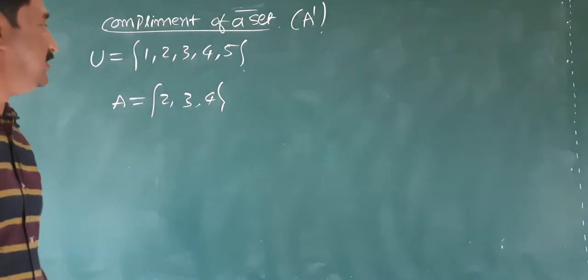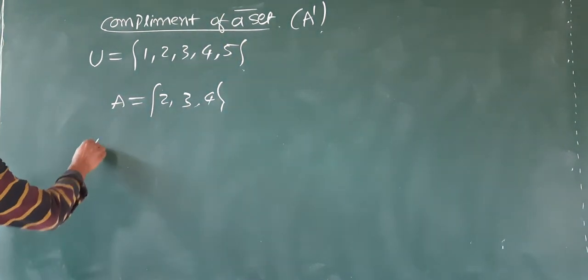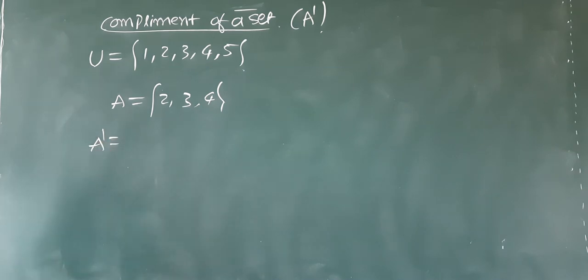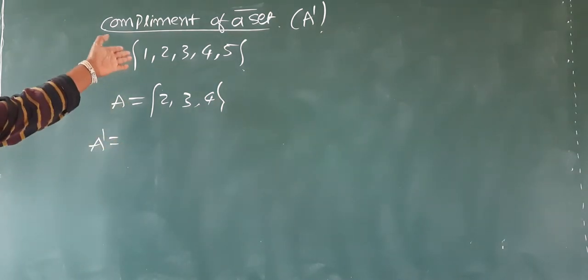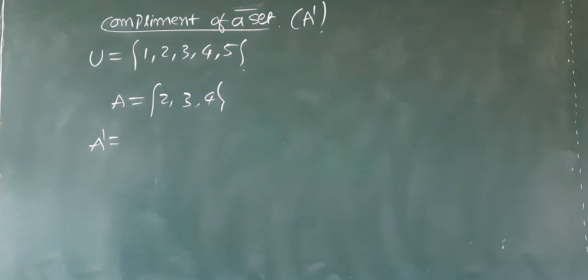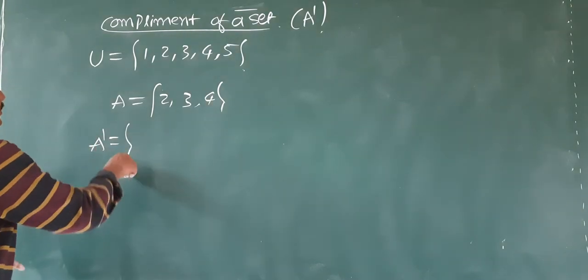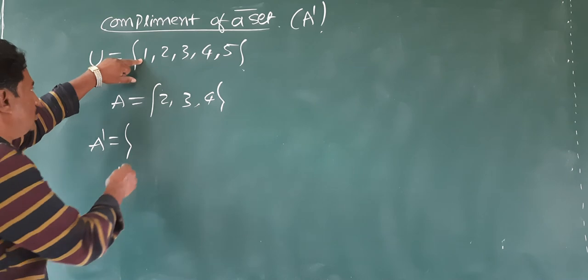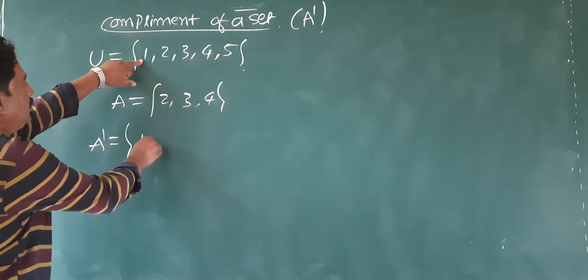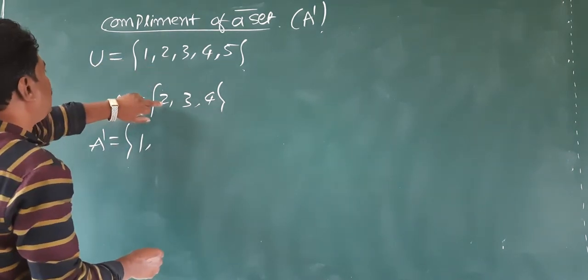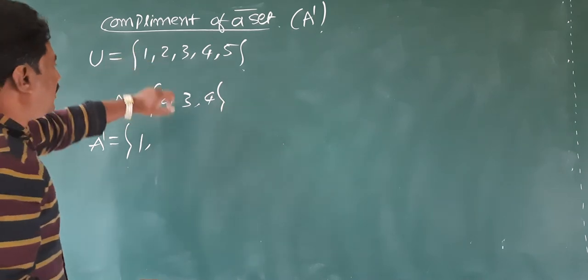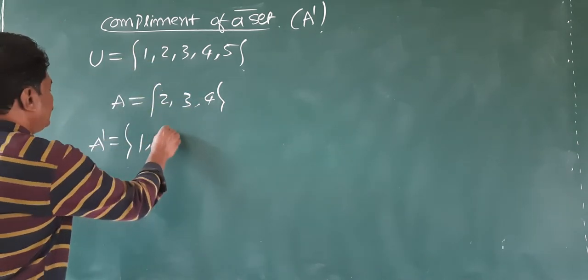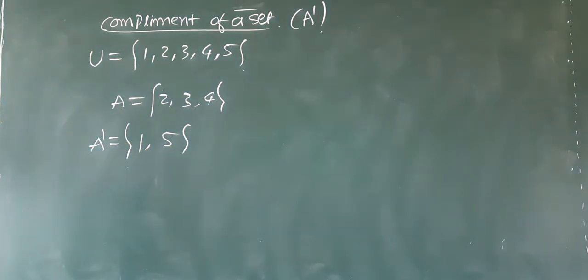Complement of a set means elements of U which are not in A. So complement: one is an element of U, so it is not in A. Two is in U, but it is there in A. Three, four, five. This is the complement of A.